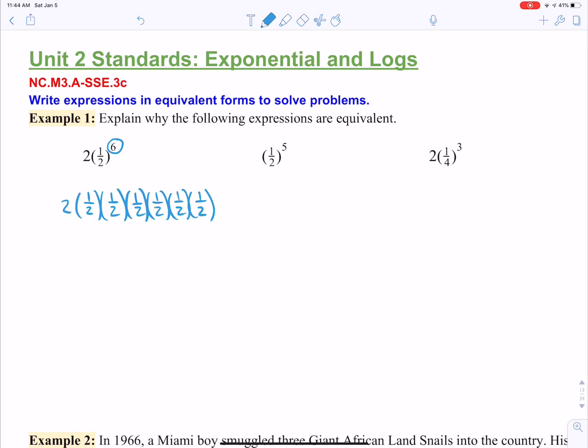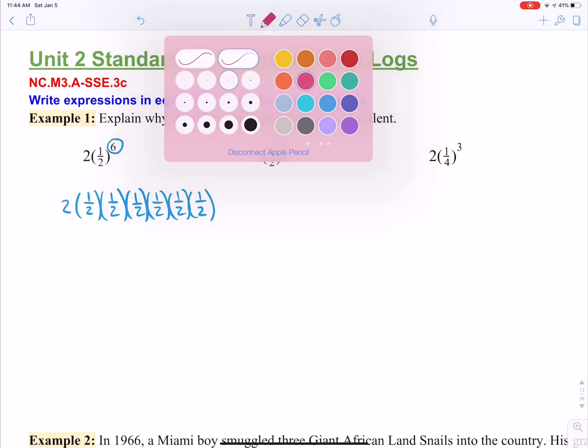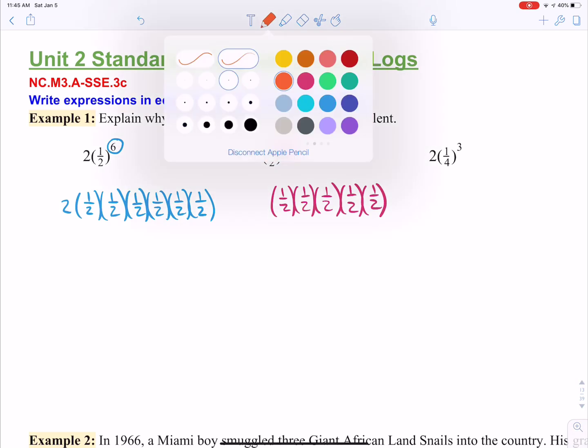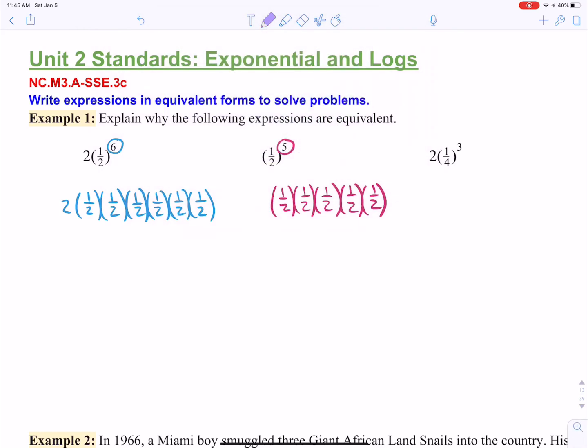6 of them. All right, let's do the same thing for the next one, and we'll start to see why they are equivalent in just a minute. So 1/2 to the 5th power. Let's write 1/2 5 times, because that's what that means. And then for the last one, let's write out 2 times 1/4 to the 3rd power. So we have 2, and then we have 1/4 3 times.